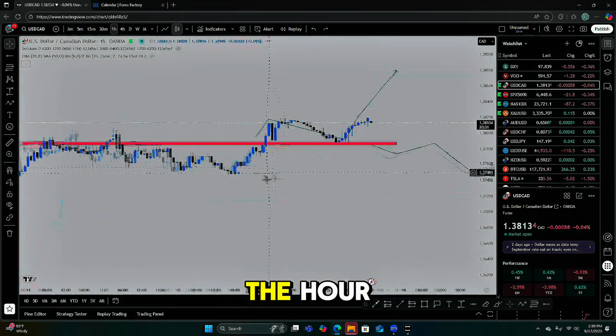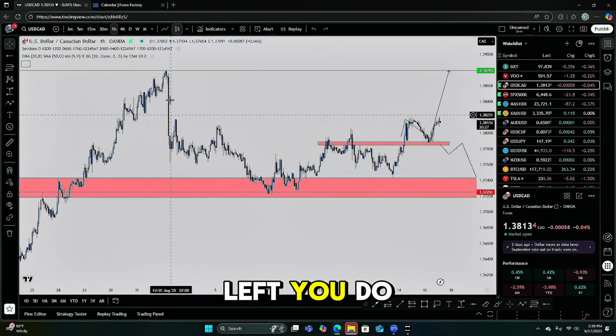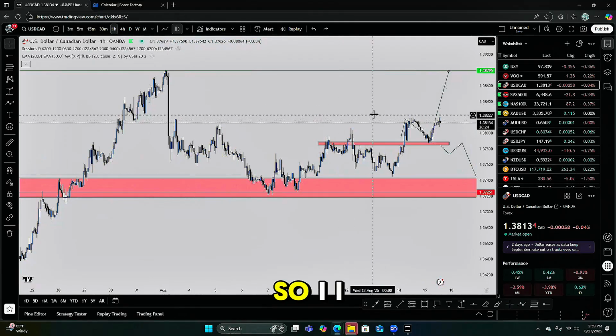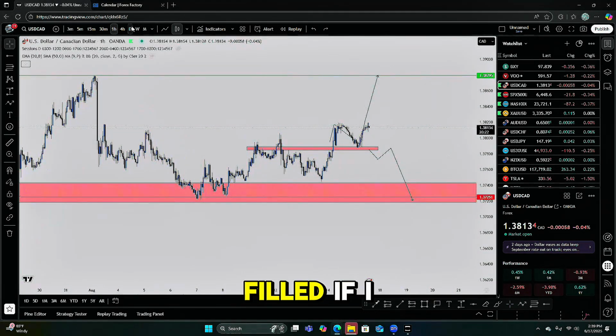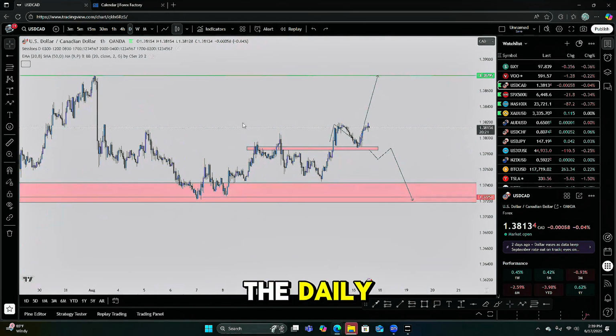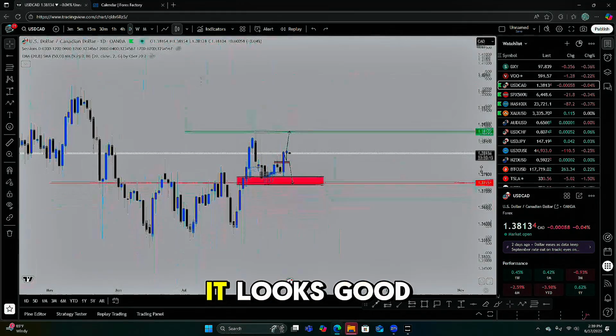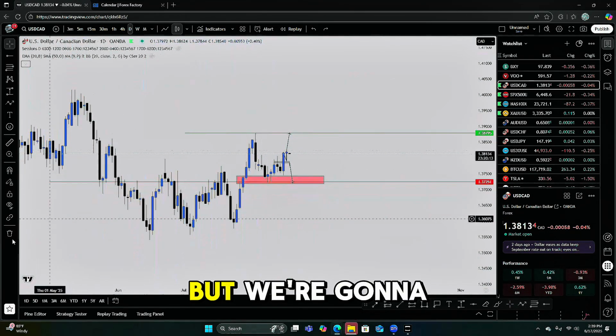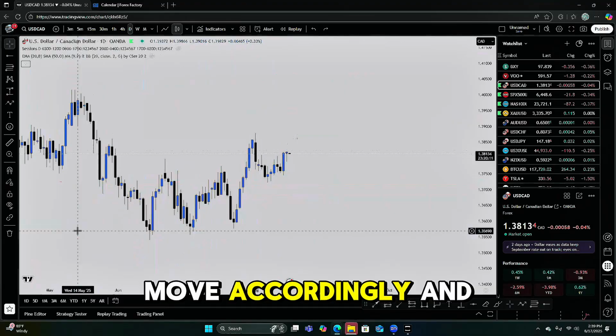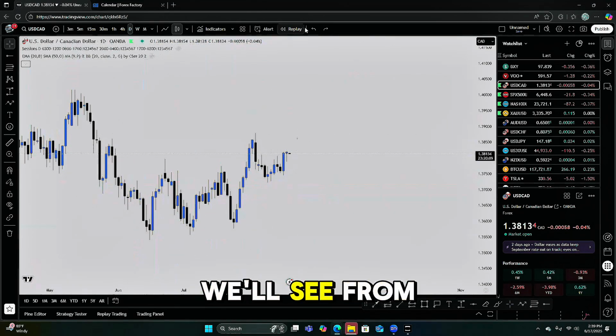If I go down to the hour, if you look left, you do have this clean range. So I believe this range is going to be filled. And if I go back to the daily, it just looks good for a buy. But we're going to move accordingly and we'll see from there.